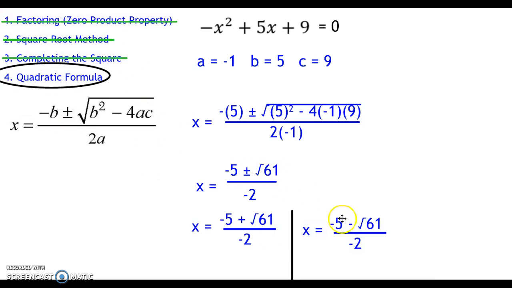And even though this seems to be a sort of messy answer, this looks like about the best we're going to do. The one thing that I'm going to do is divide negative 5 divided by negative 2 and 61, square root of 61 divided by negative 2 to take a negative out of there. But that's basically what it's going to look like. And if this looks like your answer on a test or a quiz or something like that, you'll be just fine. You'll get full credit.